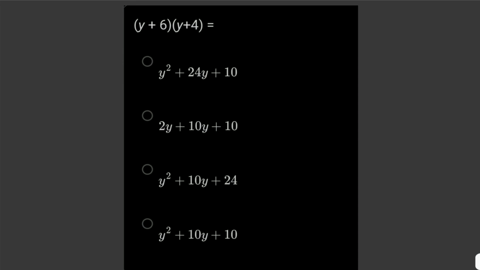Y plus 6 times y plus 4. In solving this, we can use the FOIL method. We can use the FOIL method when multiplying two binomials. So we just have to multiply the first pair, the outside pair, the inside pair, the last pair, and then add them together. So let's do that.